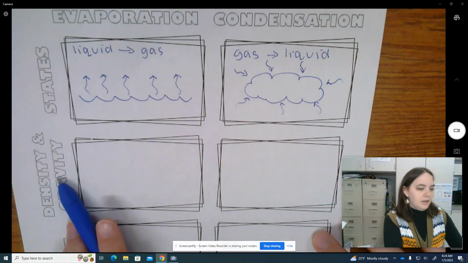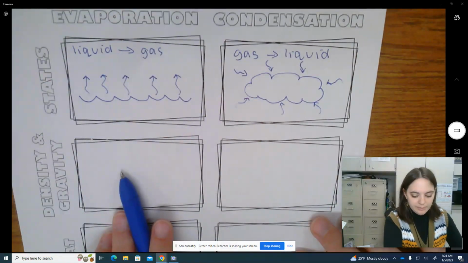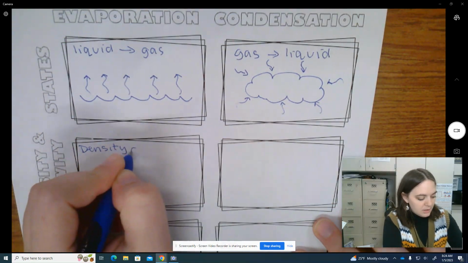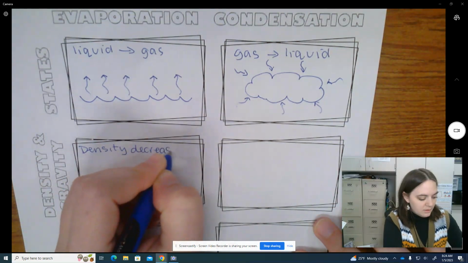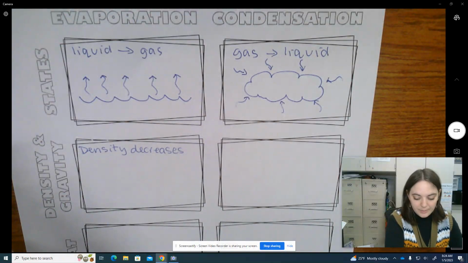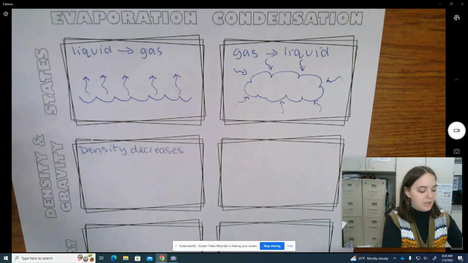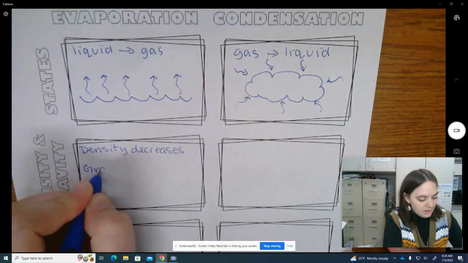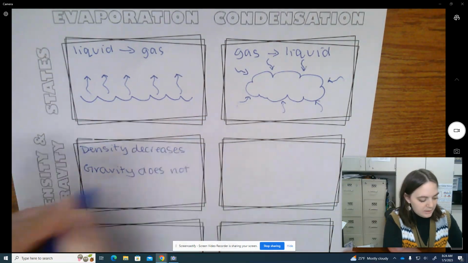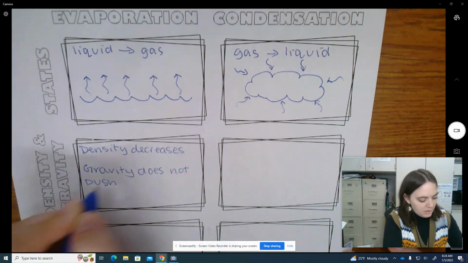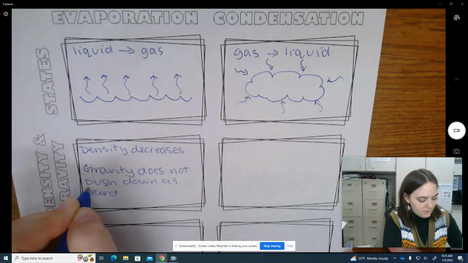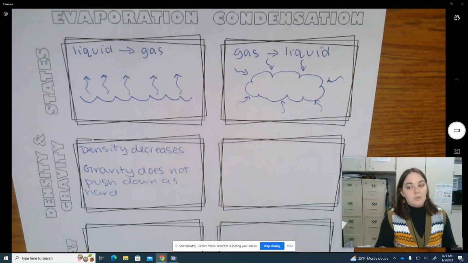Okay, so density and gravity in evaporation, density decreases or becomes less dense. This is because the particles are getting farther away from each other. So that means that gravity does not push down as hard. That's just going to mean that those particles want to go up.